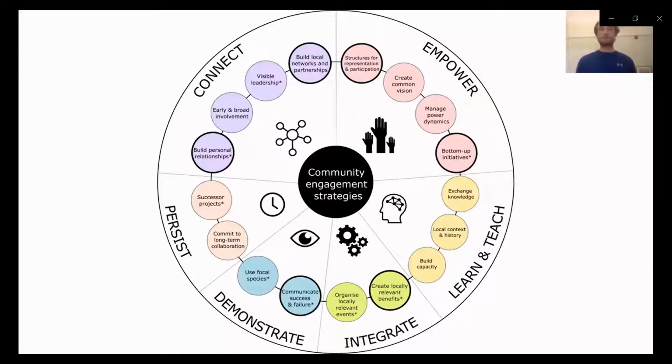So it's to build local networks and partnerships, to build personal relationships, structures for representation and participation, bottom-up initiatives, communicating success and failure, and also to create locally relevant benefits. And this one was particularly important. At least it was mentioned by at least 5 different restoration practitioners. That when you integrate the well-being of the ecosystem and the well-being of the people, that's when you really start to make a resilient ecosystem.